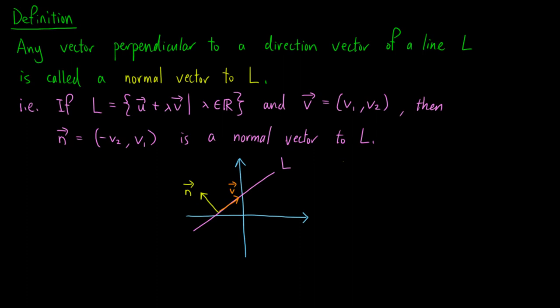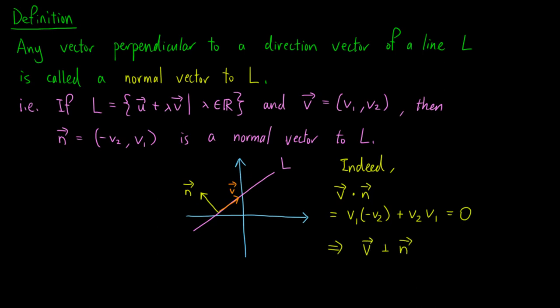Indeed, by using the previous expression of the dot product, it suffices to show that v dot n equals 0. By definition, v dot n equals v1 times negative v2 plus v2 times v1, which is indeed equal to 0. Hence, we have shown that v and n are perpendicular, so n is a normal vector to L.